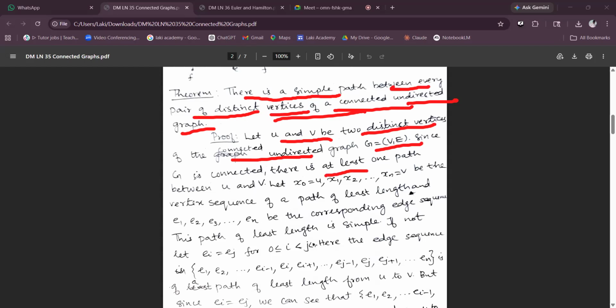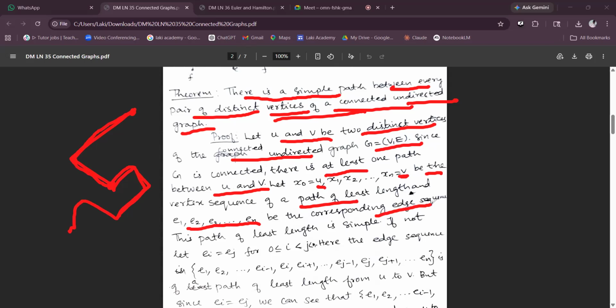When a graph is connected, a path will exist. Let's suppose you want a path from U to V. So you start from U and end with V. Consider the sequence of edges E1, E2 and so on of the path of least length. This path of least length is simple. If E of I is equal to E of J, then it is not simple.